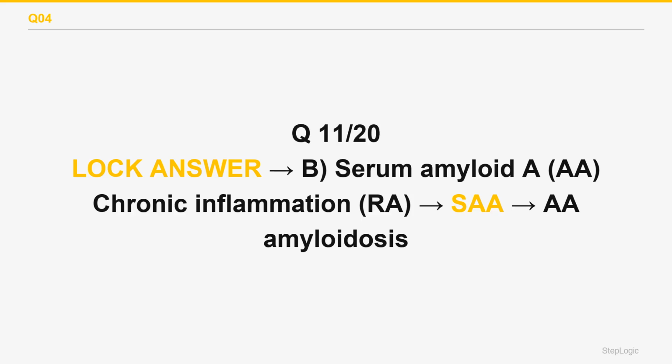Distinguish the types by clinical context. AL amyloid comes from immunoglobulin light chains in plasma cell disorders like multiple myeloma. AA amyloid comes from chronic inflammation, as here. Beta amyloid is Alzheimer's disease. Beta-2 microglobulin accumulates in long-term dialysis. The chronic RA history points specifically to AA.